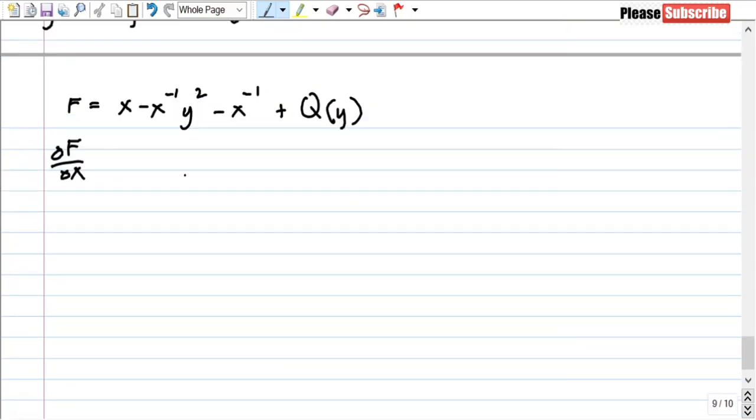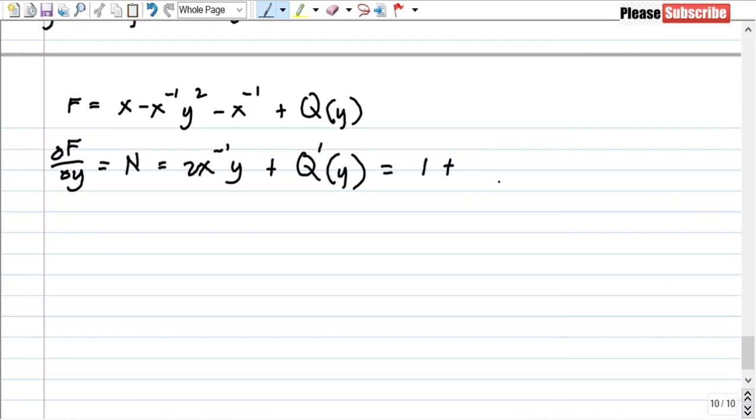Okay, sorry, hindi siya x kasi y to. So, that's with respect to y. Yan. Should be equal to N. So, tingnan natin. Since with respect to y, ito lang yung may y. So, we have 2x to the negative 1 of y plus q prime of y should be equal to N. Ano yung naging N natin dito kanina? Ang naging N natin is 1 plus 2x to the negative 1 of y. Okay, so notice, ito, saka ito will cancel out.